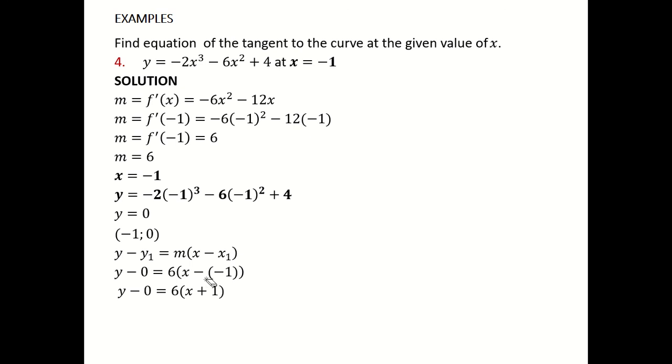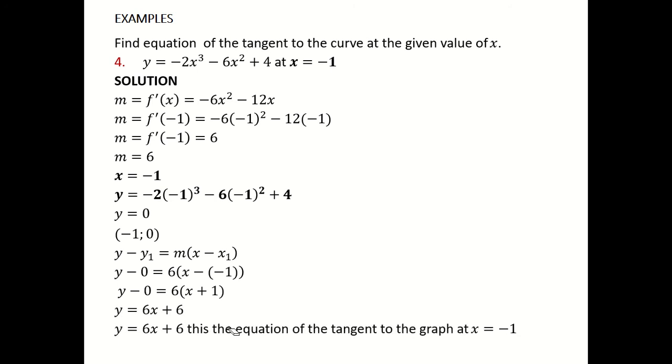Distribute the 6 into the bracket. 6 times x will give you 6x. 6 times 1 will give you 6. And hence you have y is equal to 6x plus 6. And this is the equation of the tangent to the graph at x is equal to negative 1.